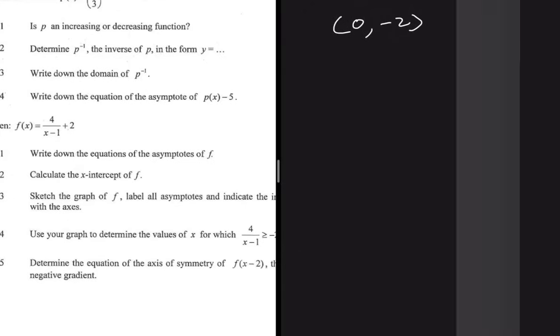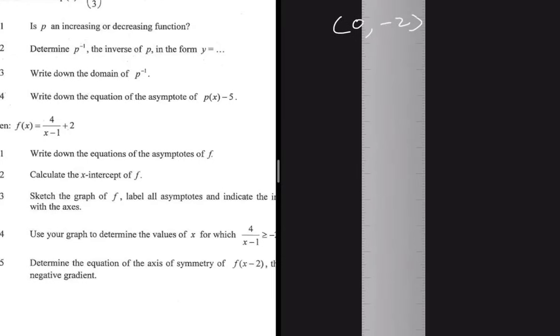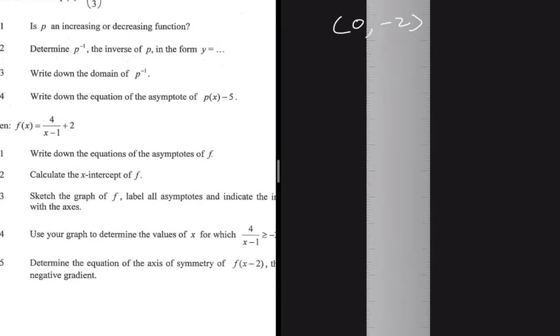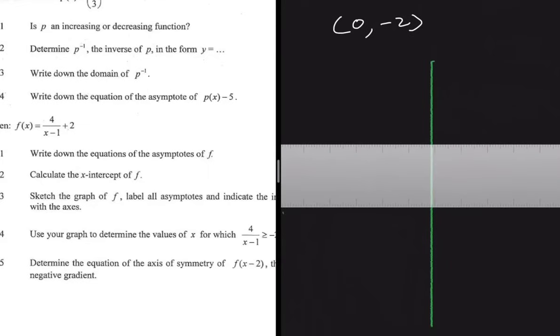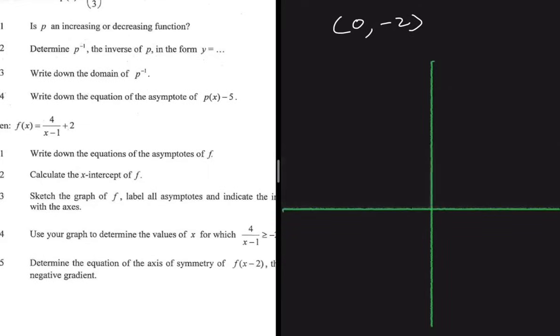So we need our axes, obviously, right? We cannot have it any other way. So there goes our y-axis and there goes our x-axis. The first thing we want to do is put in our asymptotes, right? So let's say this is 1, 2, 3, and then this can be minus 1, minus 2, minus 3. And then again for the y-axis, 1, 2, 3, minus 1, minus 2, and minus 3.